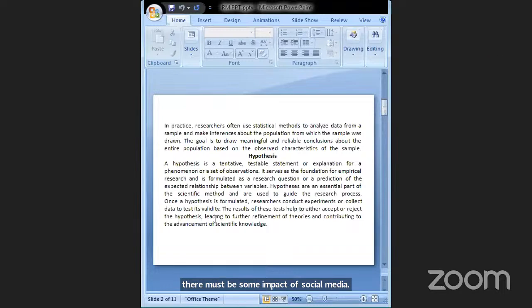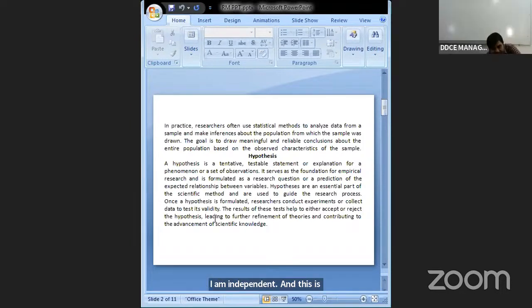I am independent, and social media is dependent on me. Here, two variables: the impact of social media is one variable, and the growth or decay of business is another variable. So, who is depending upon whom?